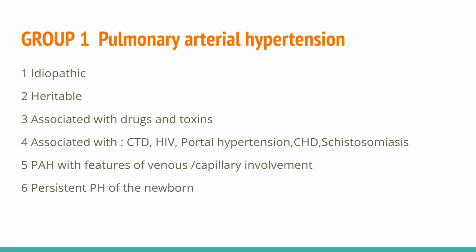Group 1, pulmonary artery hypertension. It's again subdivided into idiopathic, heritable, associated with drugs and toxin, associated with connective tissue disorder, fourth one, HIV, portal hypertension, congenital heart disease, schistosomiasis, pulmonary hypertension with features of venous and capillary involvement, and persistent pulmonary hypertension of newborn.